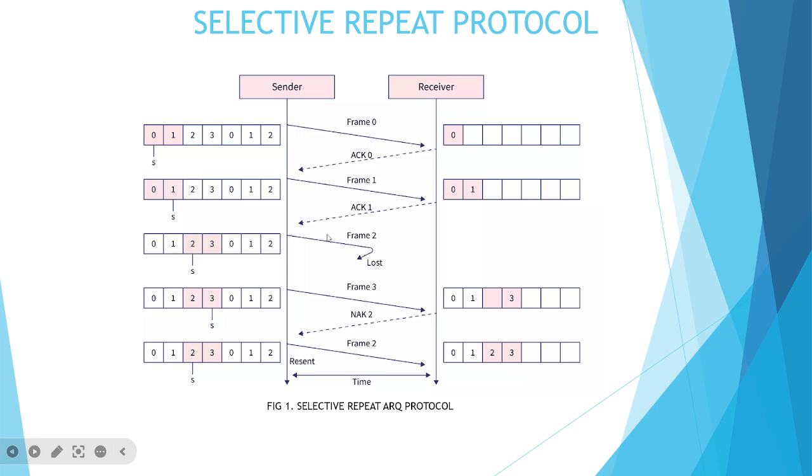Now the sender sends frame 2. Due to some error, it is lost or corrupted somewhere. Then the sender sends frame 3. The receiver sends a negative acknowledgement signal to the sender. Frame 2, which was lost here, is sent again, or retransmitted, at the end of the window. So let us simulate it.